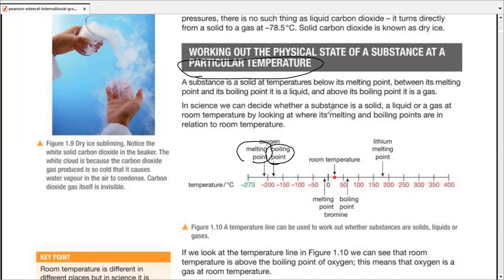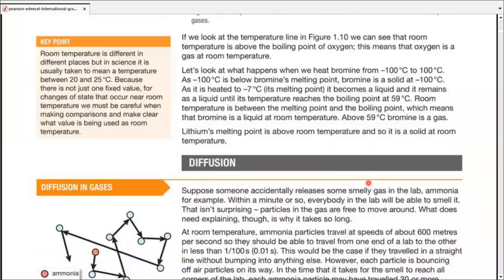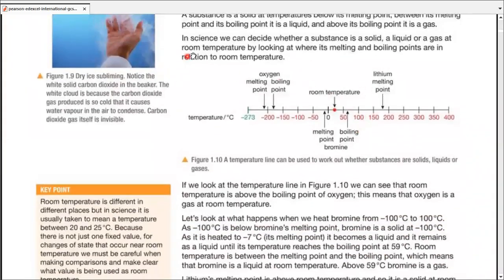And there is a pretty simple formula. I think it's written in this book. No, it isn't. Let's write it over here. If the particular temperature, and I'm going to shorten it to PT, in the question is greater than both melting point and boiling point, the state of that substance is gas.